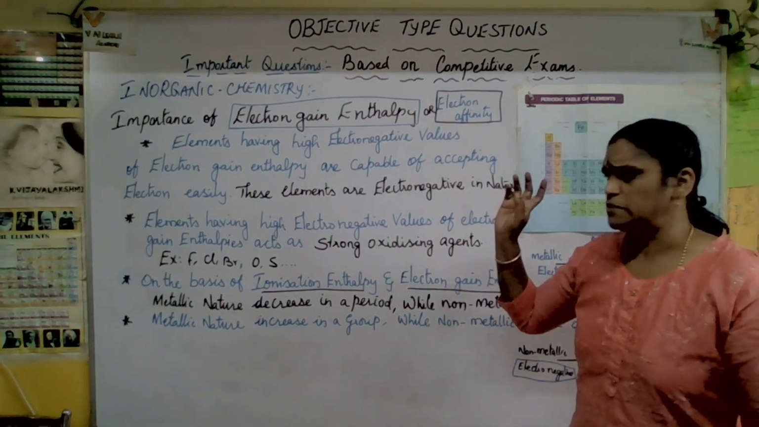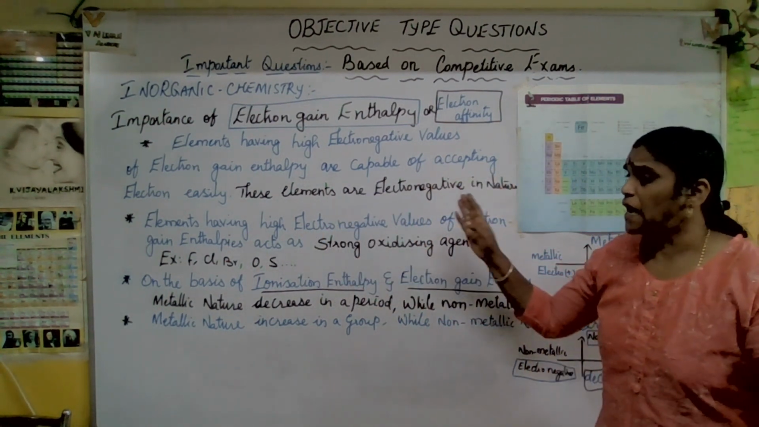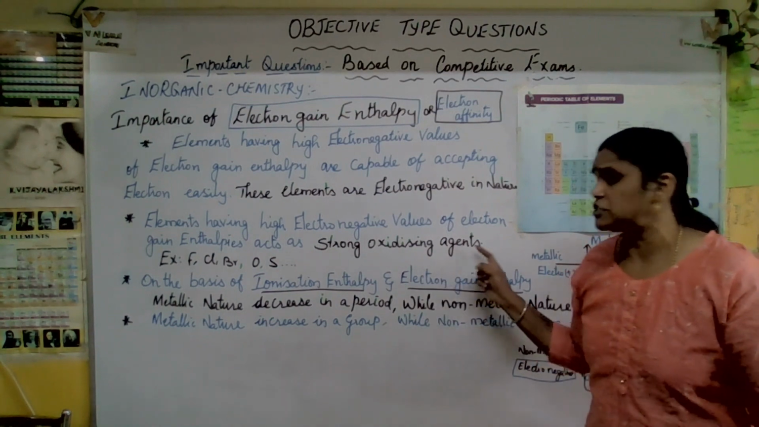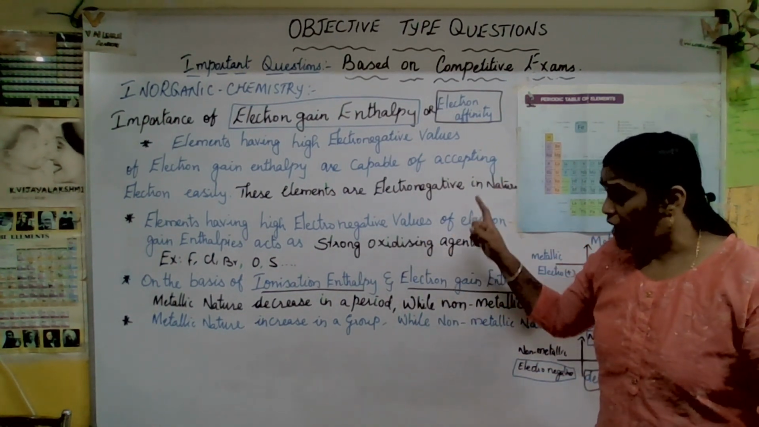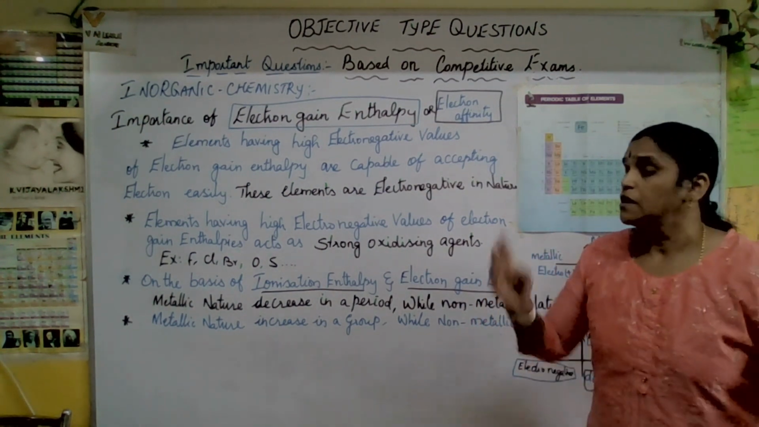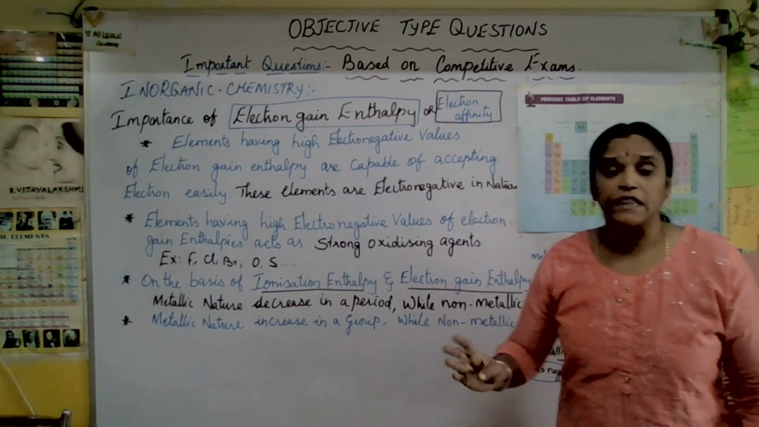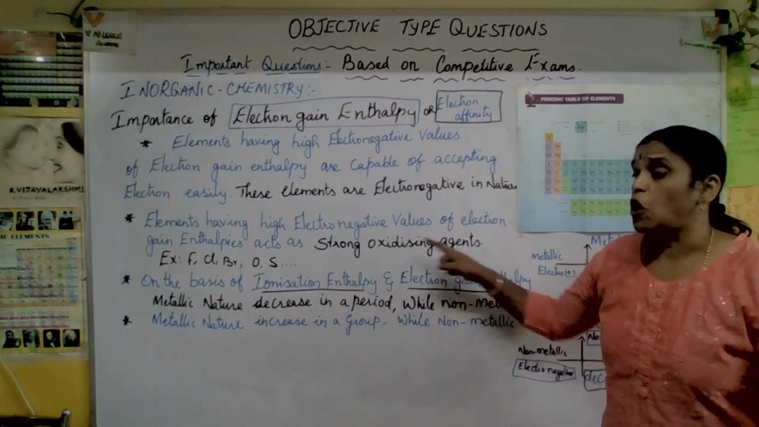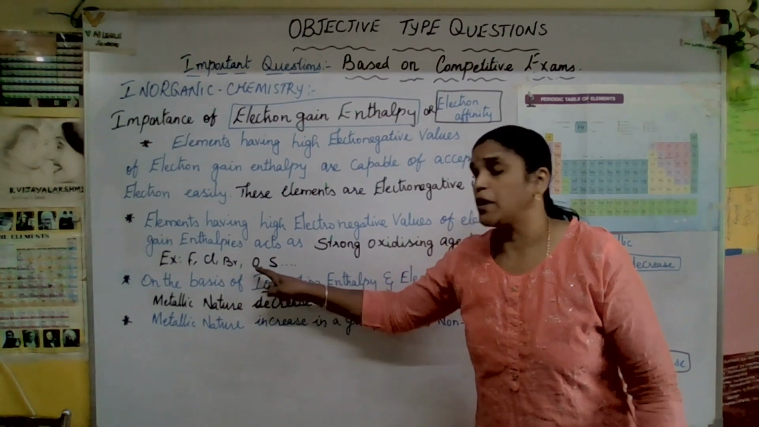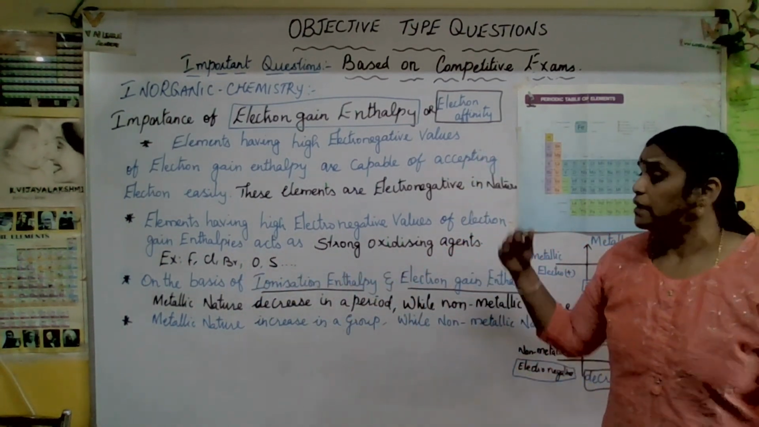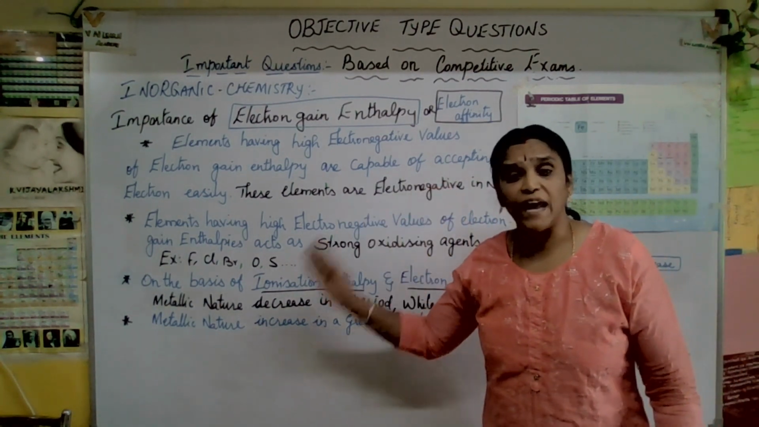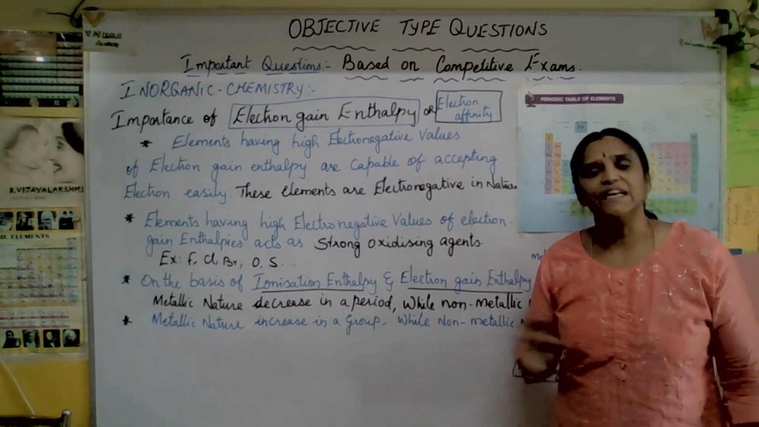The second point says the elements having high negative values of electron gain enthalpy act as strong oxidizing agents. Please note the point. What are the strong oxidizing agents? Examples: fluorine, chlorine, bromine, oxygen, sulfur, etc. Whichever has very high electronegative values of electron gain enthalpy, they are strong oxidizing in nature.